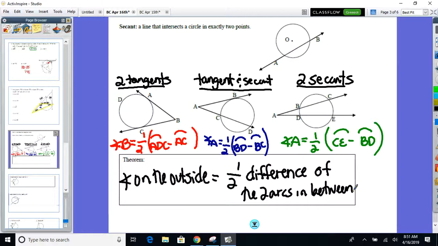Quickly, yesterday we talked about a floater angle. How is a floater angle formed? It was the intersection. Look back if you need to. It was the intersection of two what? Two chords.